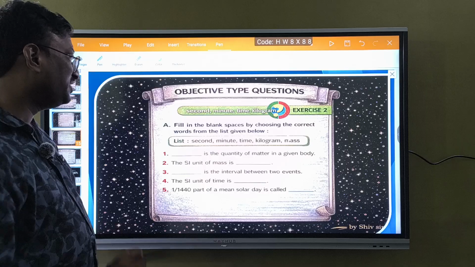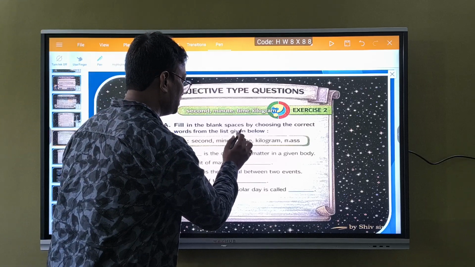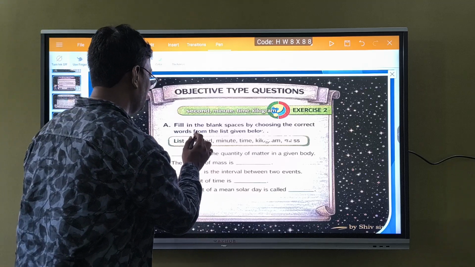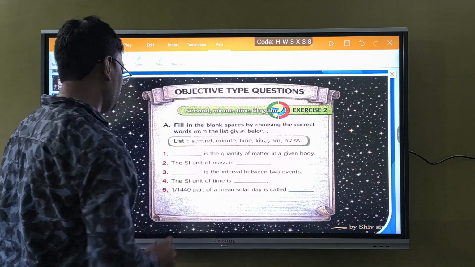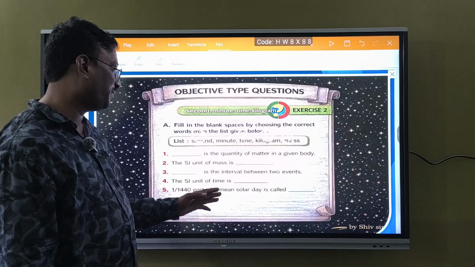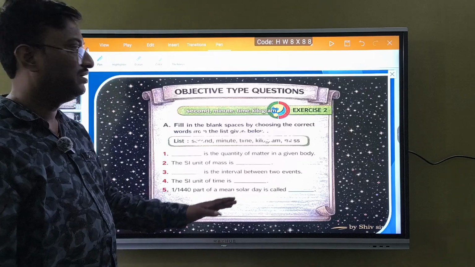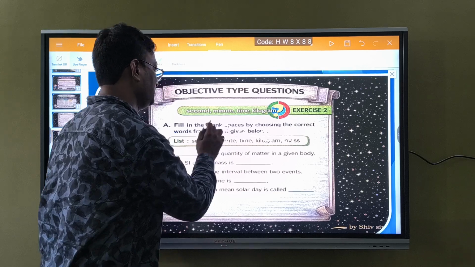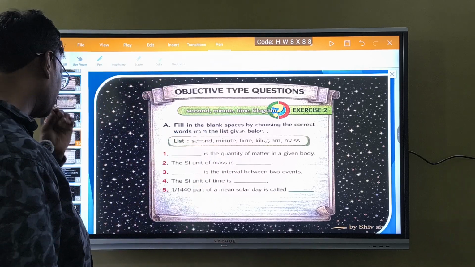Dash is the interval between two units, that is time. And the SI unit of time is dash, second. And 1 by 1440 parts of mean solar day is called dash, minute. So, this is the last option.